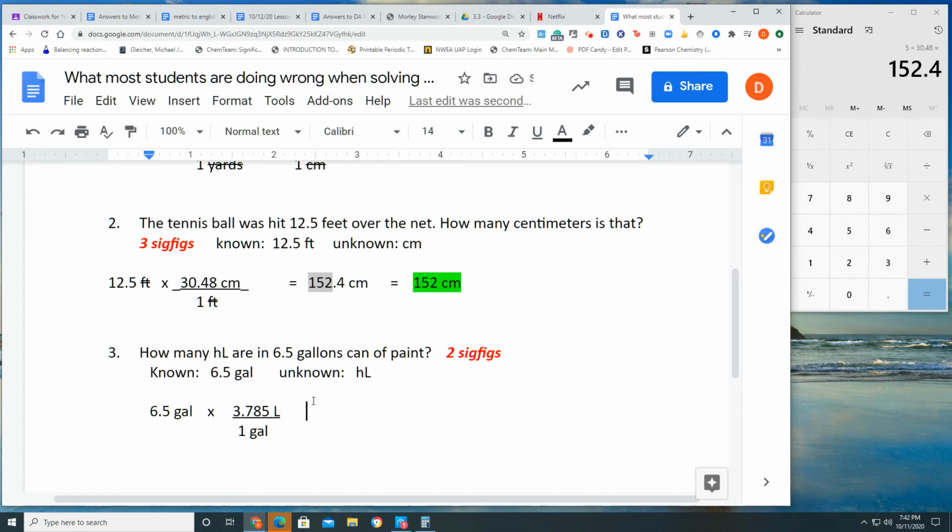Now I got to go from liters to hectoliters. So I'm going to put a times there again. Then I'm going to go back down again, and I'm going to put liters on the bottom. And I know this time I can go to hectoliters on the top. So whichever one's larger is where you can put a 1. I know that hectoliter is larger, so I'm going to put a 1 there. So let's double check this.